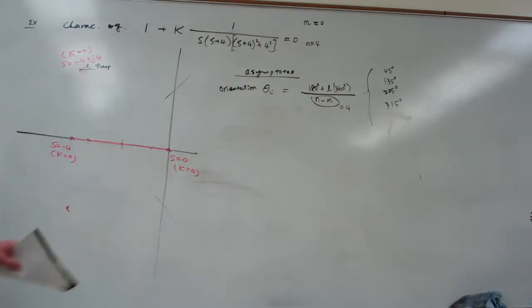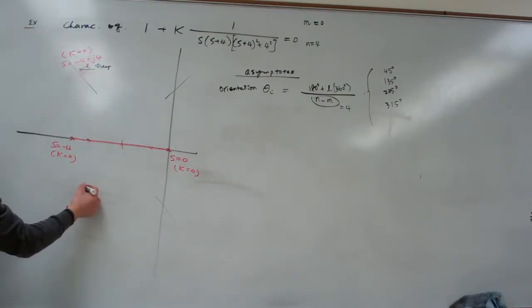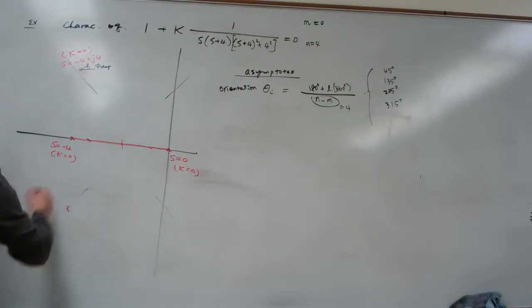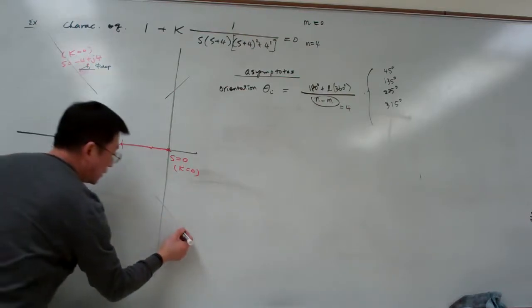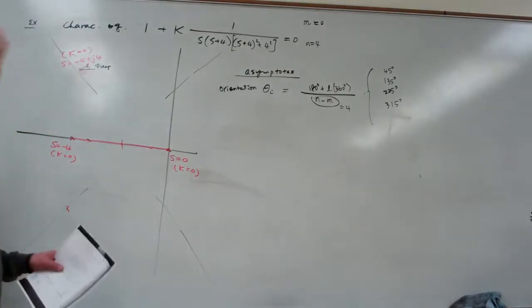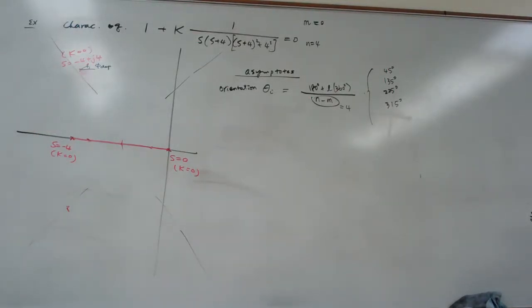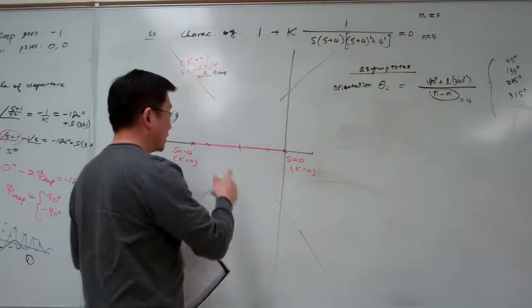And then 135 is something like this. And then basically something like this. So here we know these are the asymptotes. We have 4 asymptotes, basically forming a big X. Now the next thing we determine is the intersection.